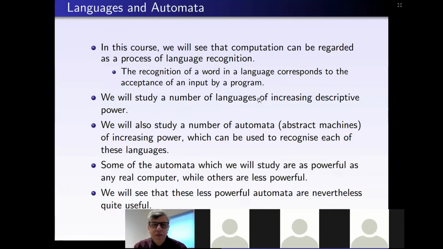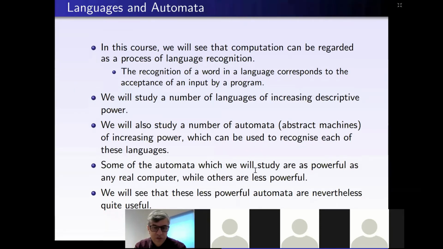We will study a number of languages of increasing descriptive power. We have been faced with different languages, low level or high level, different kinds of languages. We'll also study a number of automata, the abstract machines. You remember I said language, grammar, and machine, the abstract machine, automata. This machine is not a physical machine, it is an abstract machine, but it really corresponds to the physical machine. I mean, we will have the same stuff in this abstract world also. It can be used to recognize each of these languages.